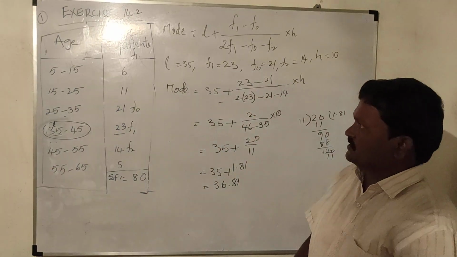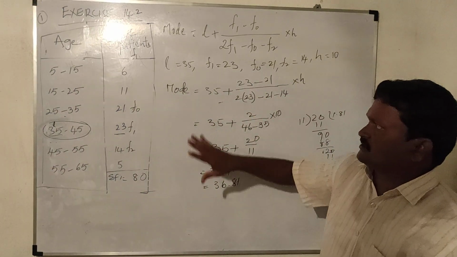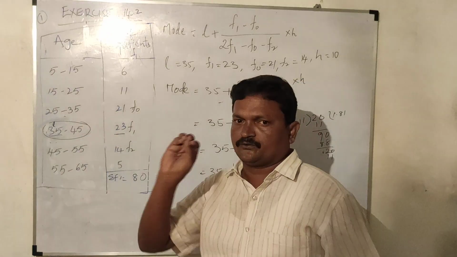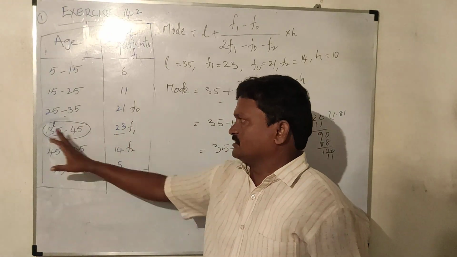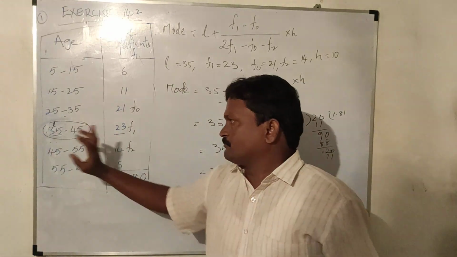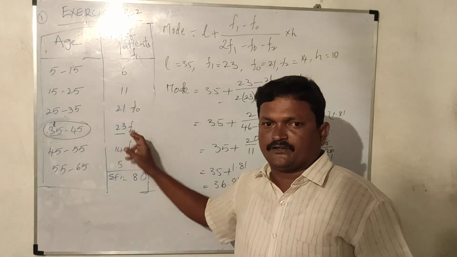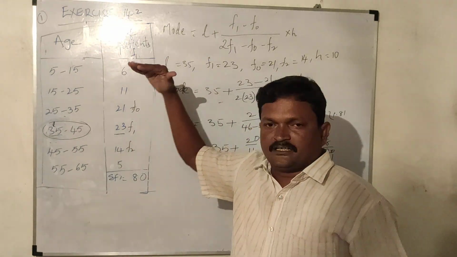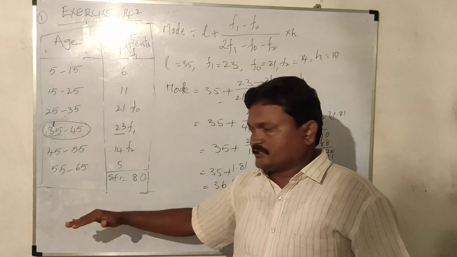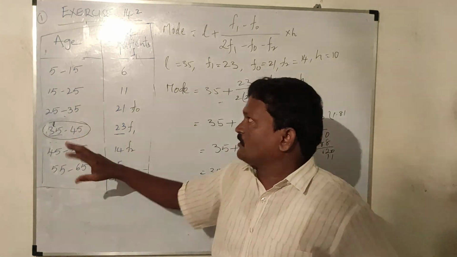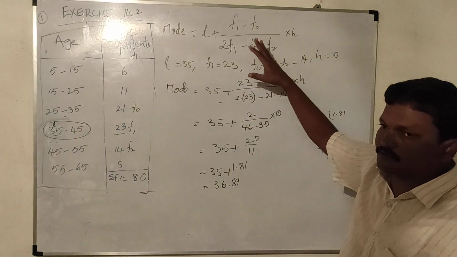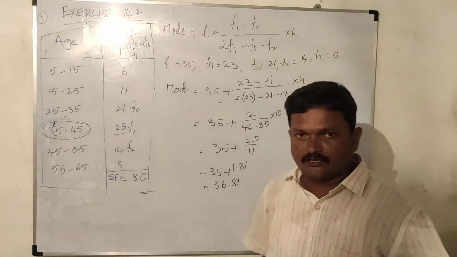Okay, I hope that you understand. Very simple. Just from the given data you have to find out the modal class. Then in that modal class, this is the lower boundary, the highest frequency is F1. Above that it is F0, exactly below that is F2. Just you have to substitute these values in this formula, and simply you will get the mode.